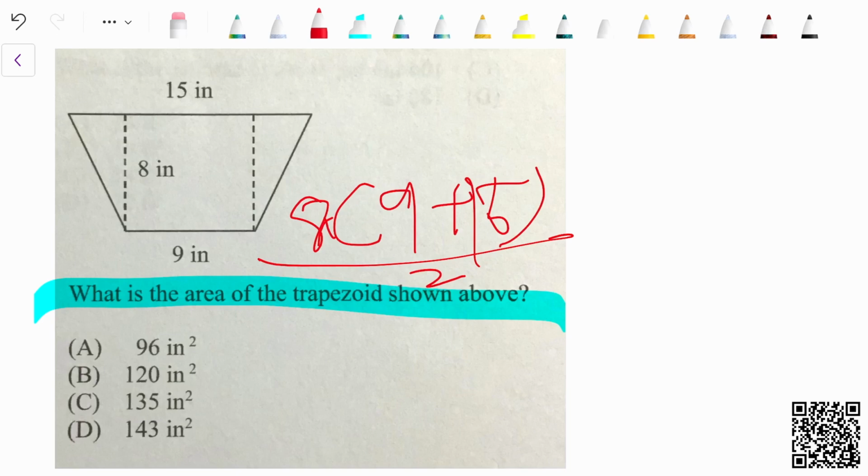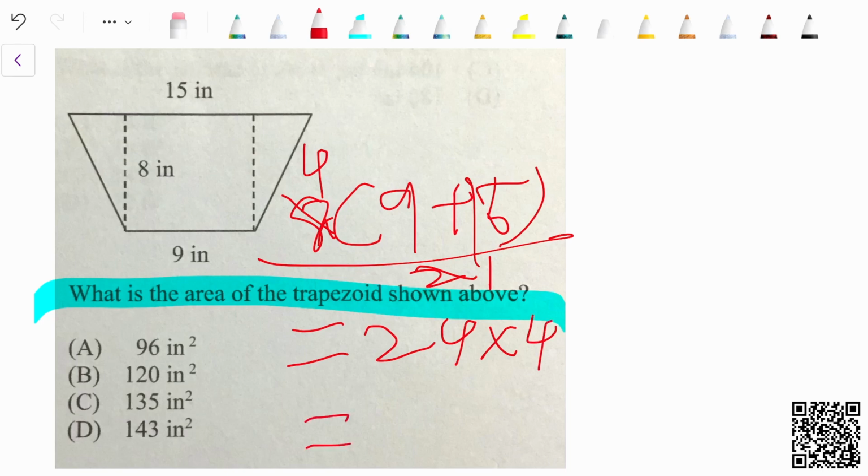Now that we actually have our equation down, now we just need to solve it. We can right away get rid of that 2, and make the 8 a 4. So now it's just 9 plus 15 multiplied by 4. 9 plus 15, which is 24, multiplied by 4. And we don't need to divide anymore. So we know that it has to end in a 6, and there's only one number here that ends in 6.